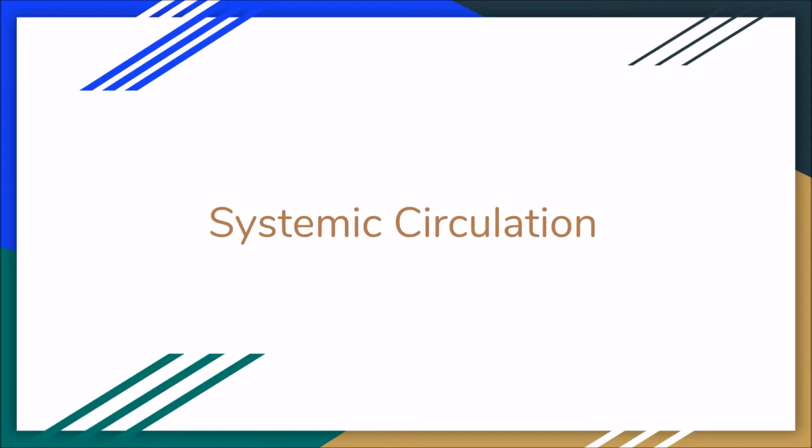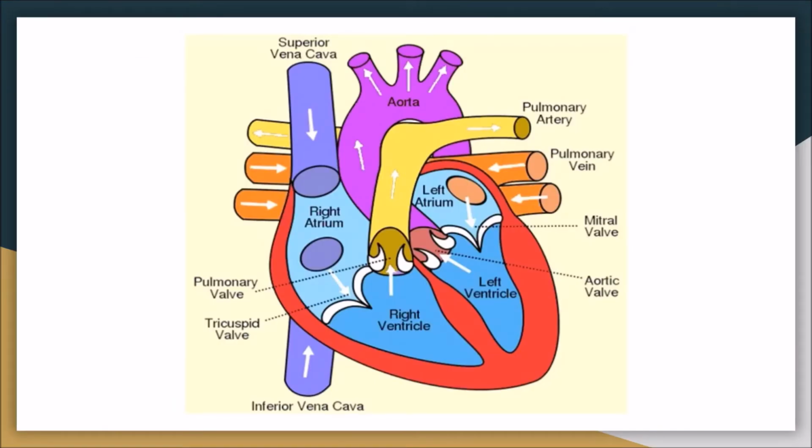Systemic circulation is the circulation of the blood around the body. This path begins with the blood in the left atrium. When the atria contract, the blood flows through the bicuspid valve into the left ventricle. From here, the blood passes through the aortic valve into the rest of the body. The blood is then returned to the right atrium of the heart via the superior and inferior vena cava.